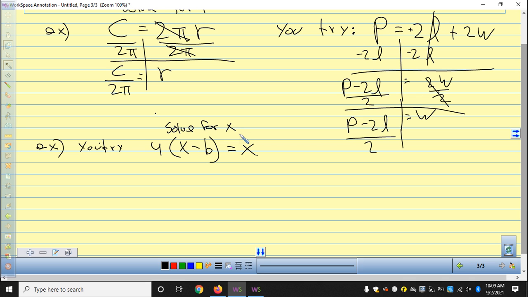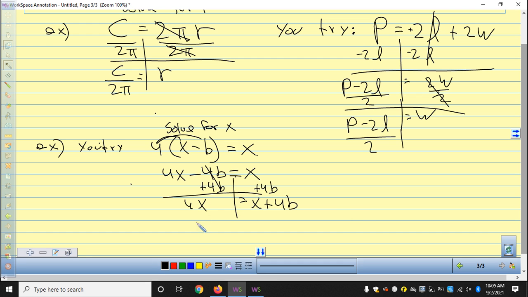All right, let's take a look at this one. What's our first step? Distribute. Nice. So, distribute there. I get 4x minus 4b equals x. Well, let's get that 4b away from here. So I'm going to add 4b. My equals comes down, that goes away. The 4x comes down, and I get x plus 4b.